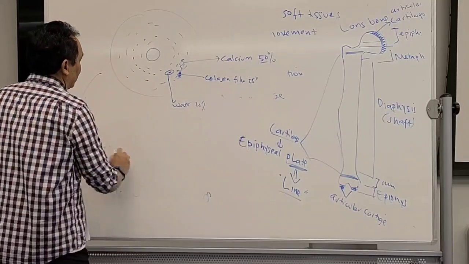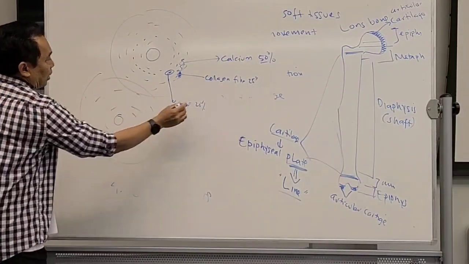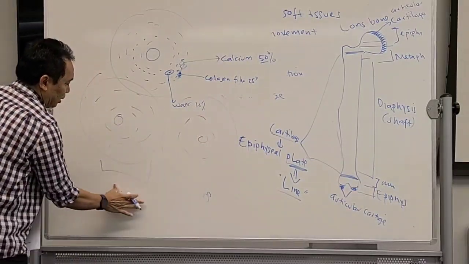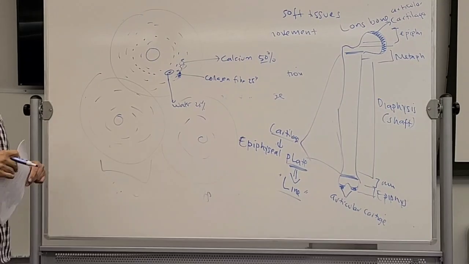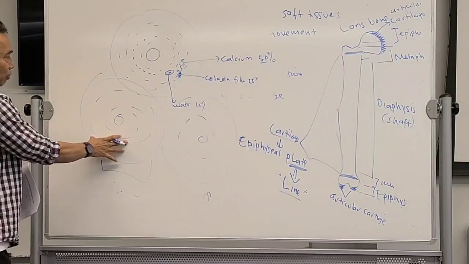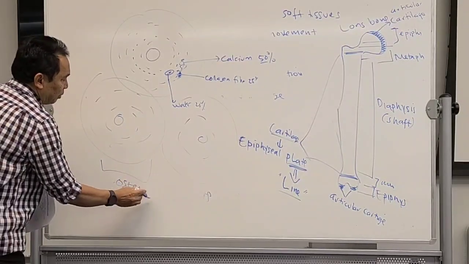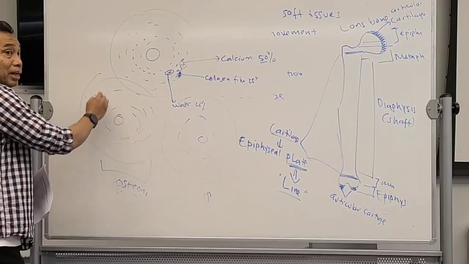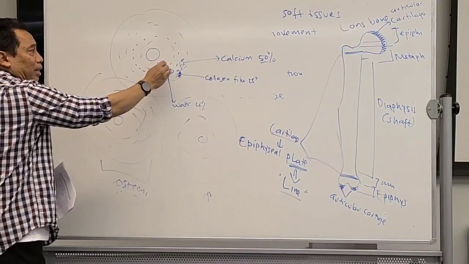This is one. You're going to have another one over here, and then another one over here. What do you call one unit of the compact bone? Osteon. It's not lamella, remember? Lamella is in the osteon. An osteon consists of many lamella, many lacuna, many canaliculi.